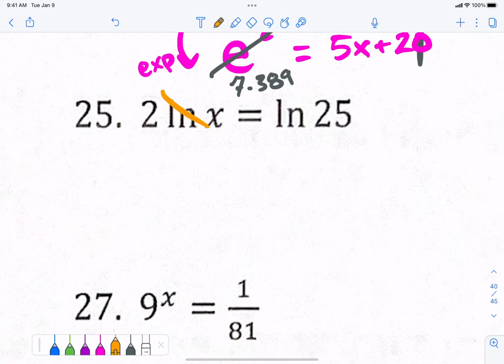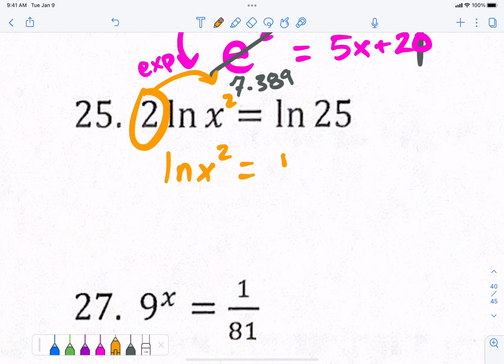Can you cancel? No. Why not? I don't know. Put x squared. Where? And then cancel. We gotta move the 2 first. This 2's gotta go to the back, so you can't use it. So ln x squared equals ln 25. Got it? Now we cancel. X equals 5.